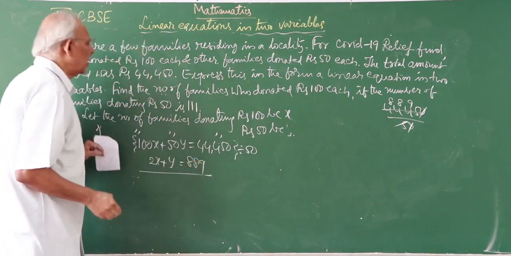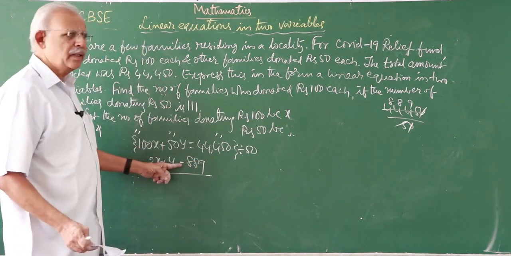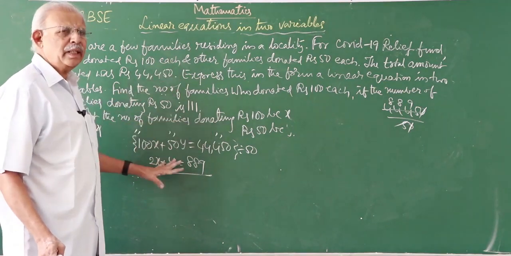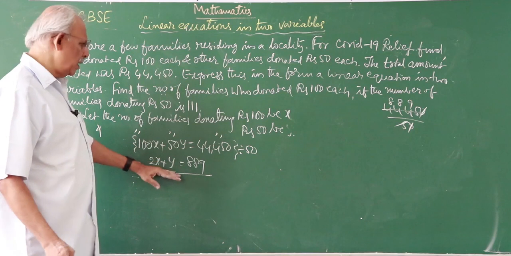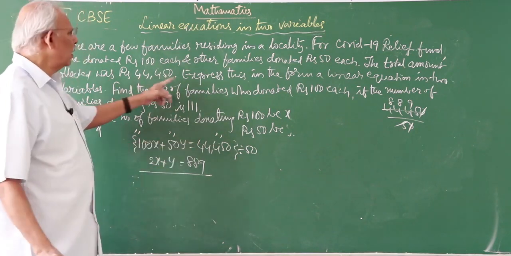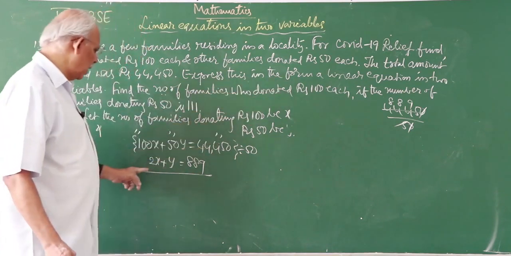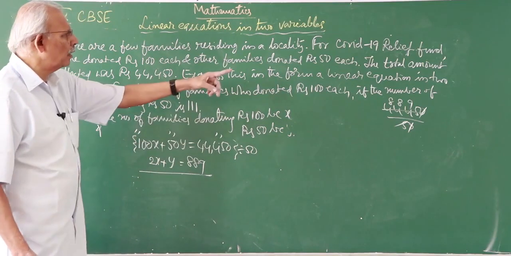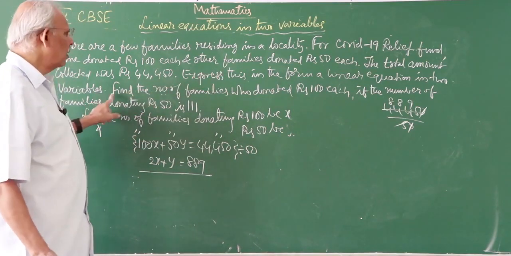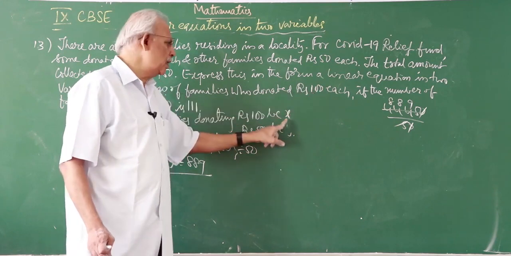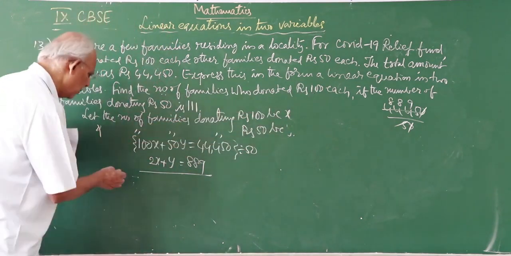So this equation represents the amount donated. Now look here. You express this in the form of a linear equation in two variables. This is a linear equation in two variables: 2x plus y equals 889. Find the number of families who donated rupees 100. That is X you have to find out.